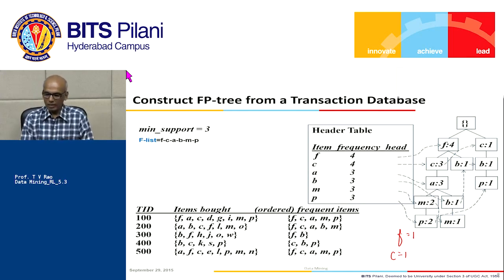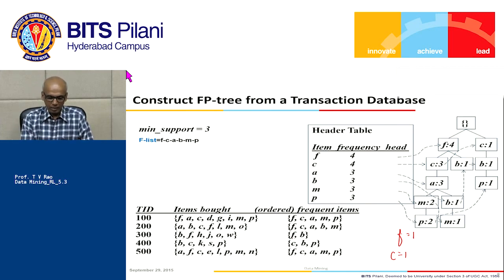The next transaction is FCABM. So we look for nodes that have already been created. We start with the null node. Under that there is a node for F. So we increase the support for F, and make it 2, and then similarly C becomes 2, and then A becomes 2, and then B does not exist in the tree. So we create a new branch for this, and B has a support of 1. And then M is under B, so M is created with a support of 1. And we link the previous M with this M so that it is easy to traverse to find out the overall support for M when we require it.